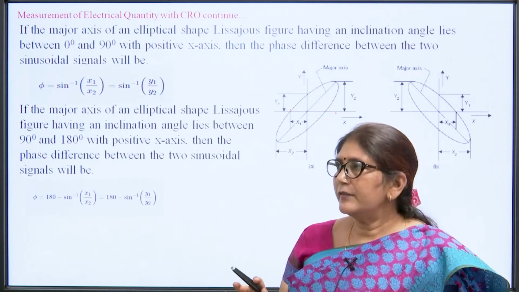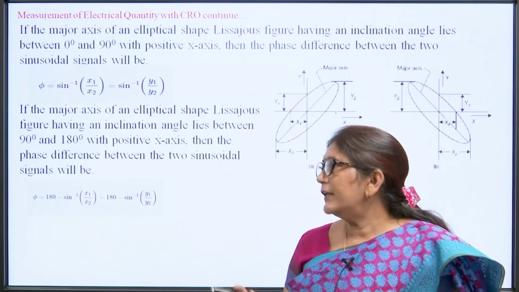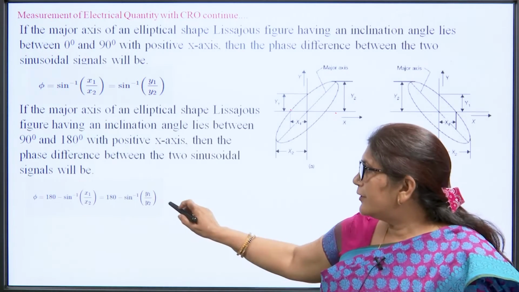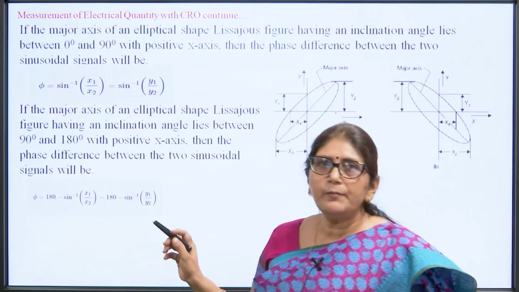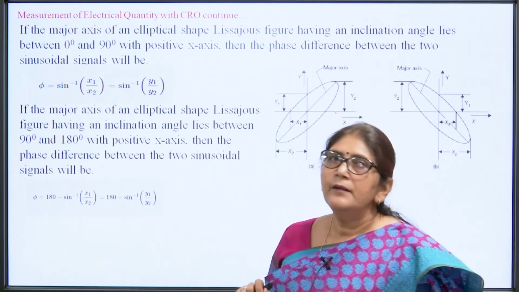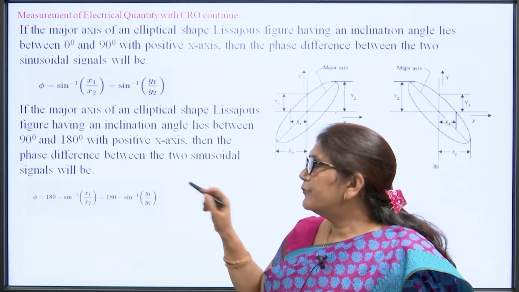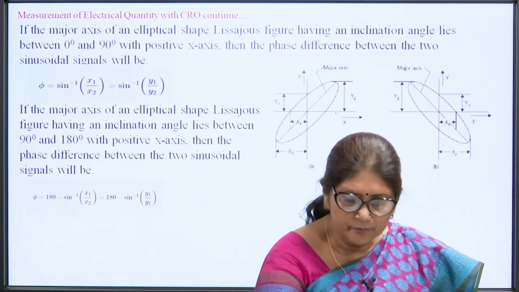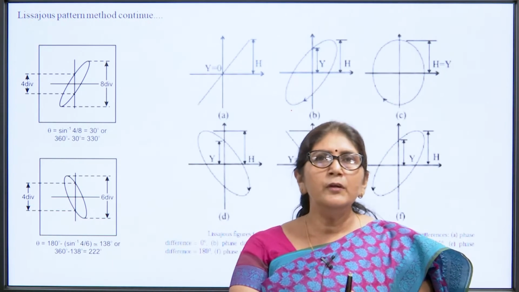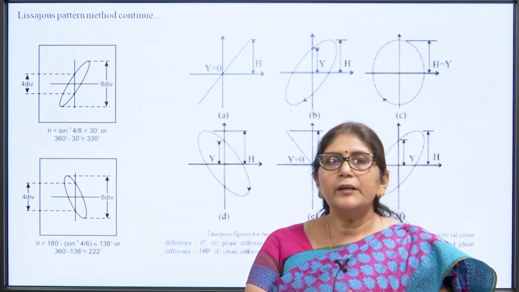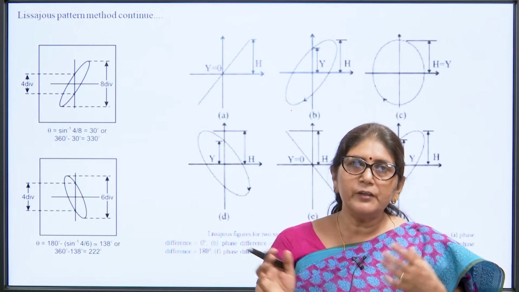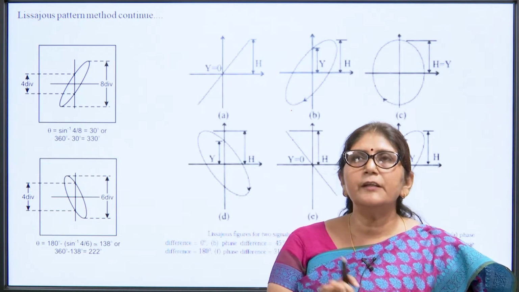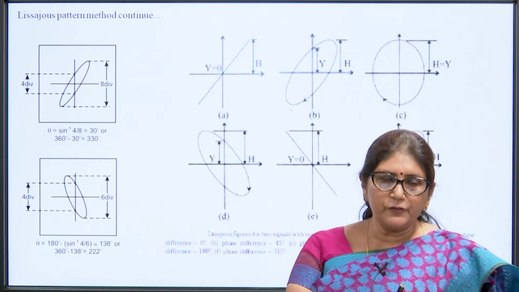If the signal is from 90 degree to 180 degree, like this way, then we apply this formula: phi is equal to 180 minus sin inverse x 1 by x 2. So by these two formulas we can calculate the phase difference between two signals. These are the different patterns that appear when we apply two signals and when we press the X Y knob, or we can say when we put the knob at the X Y position.